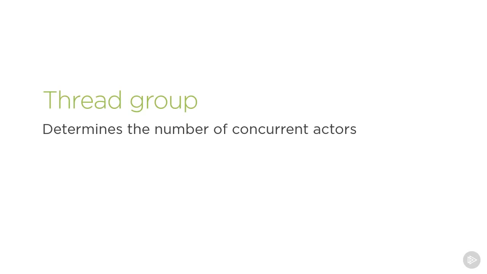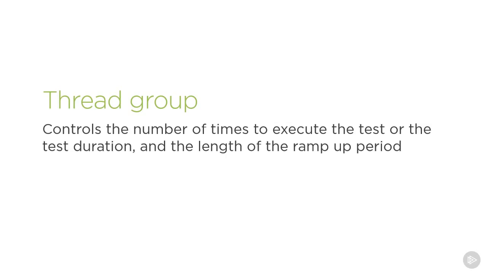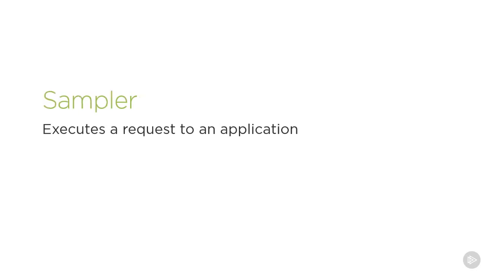Thread groups are exactly what they sound like, a group of threads to execute your test. The number of threads in the group determines the number of concurrent calls or users. In JMeter, thread groups also allow you to control the number of times to execute the test, or the test duration, and the length of the ramp-up period. Samplers perform the actual work of making the HTTP or Java request. In addition to HTTP and Java, there are many other request types supported, like JDBC, TCP, SFTP, and more.